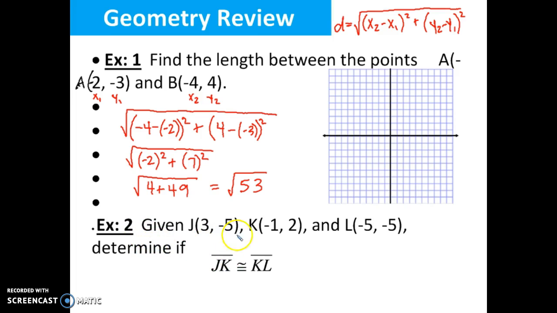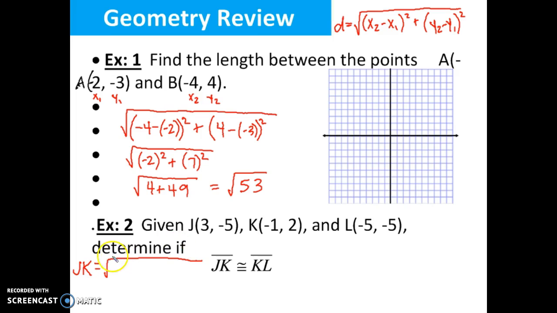For the second example, I've got J and K and L, and I want to know if JK is congruent to KL. So remember, congruent is same shape, same size, so I've got to see if their distances are the same. Alright, so I'm going to do JK over here, and whenever we're talking about distance, we take off that segment bar. So it's no longer a segment, we're talking about the length of JK. Alright, and then we got the big square root.